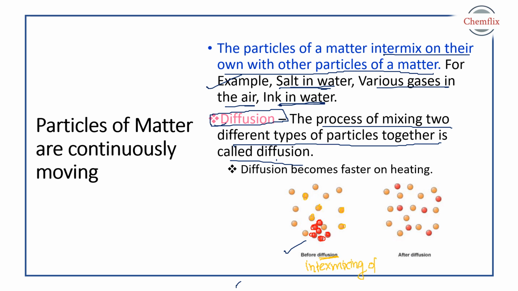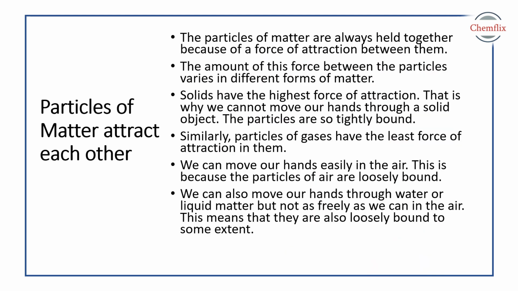Intermixing of particles. So after diffusion, you can see here in this figure, red is somewhere, and they are intermixed, right? Diffusion is the process of mixing two different types of particles together. Diffusion also becomes faster on heating, like kinetic energy, diffusion is also faster on heating.